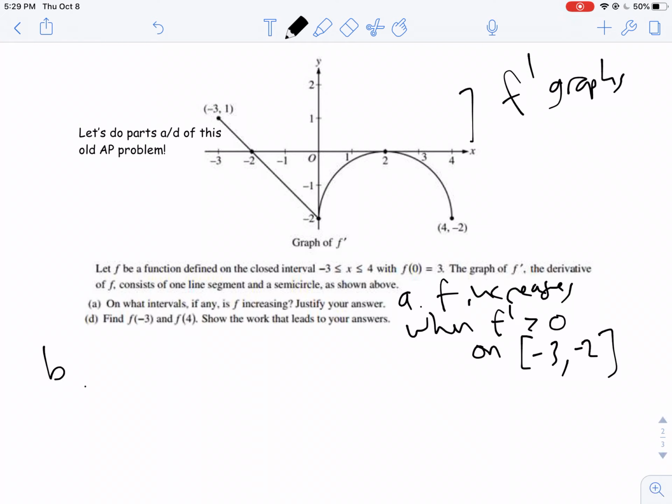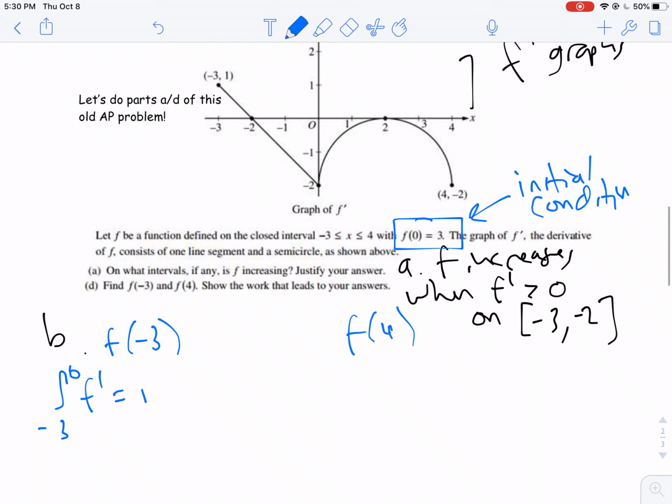So now part B says, find f of -3 and f of 4. But if we look carefully at this problem, one of the pieces of data they tell you is that f of 0 is 3. That's your initial condition. And that's what we're going to use to set up the fundamental theorem. So let's do these separately. Let's find f of -3, and then let's find f of 4 as 2 separate cases. Okay, so as I go from -3 to 0 of f prime, that's going to give me f of 0 minus f of -3. That's the fundamental theorem. I'm going to get a top minus bottom.